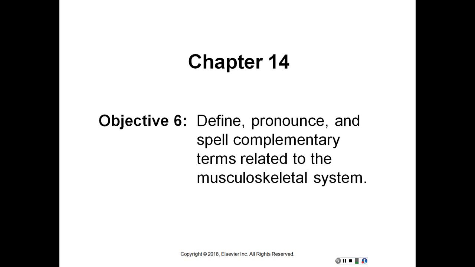Suprapatellar, pertaining to above the patella. Suprascapular, pertaining to above the scapula. Symphysis, growing together, as in symphysis pubis. Tibial, pertaining to the tibia. Ulnoradial, pertaining to the ulna and radius. Vertebrocostal, pertaining to the vertebrae and ribs. And so now we have the complementary terms that are not built from word parts.